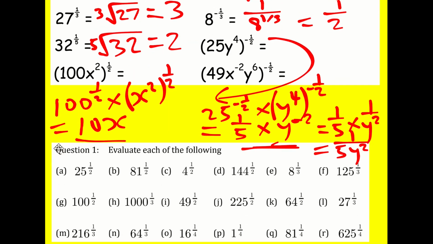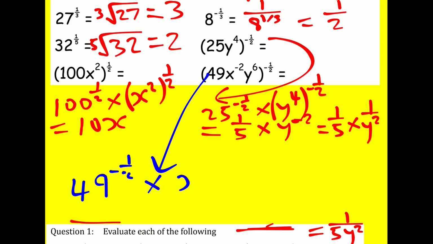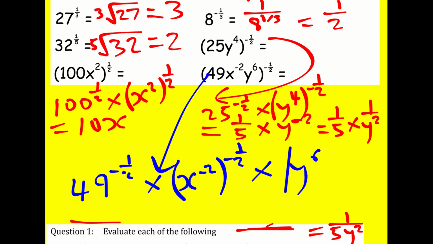Okay, I'm going to need a little bit of room now for this last one. Suddenly we've got 3 things inside the bracket, but we're going to deal with it the same way. It's going to become 49 to the minus a half times x to the minus 2 all to the minus a half times y to the 6 all to the minus a half. Bear with me. Minus a half times y to the 6.